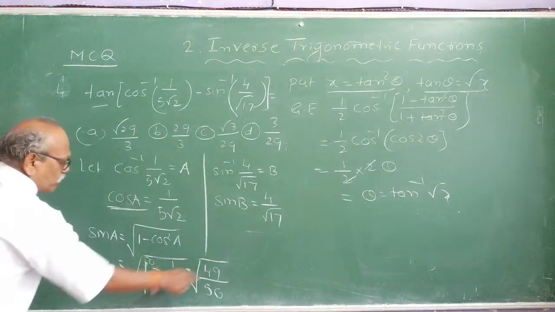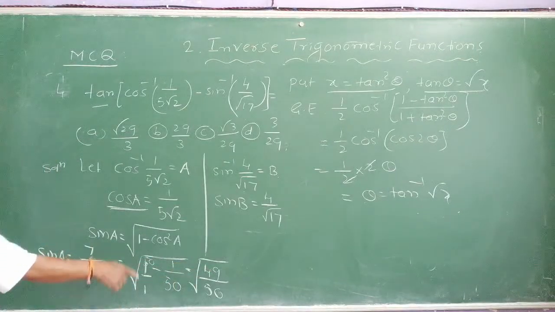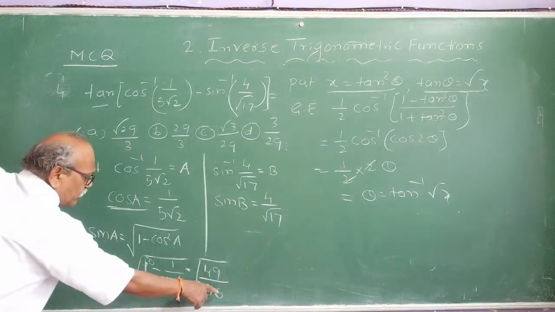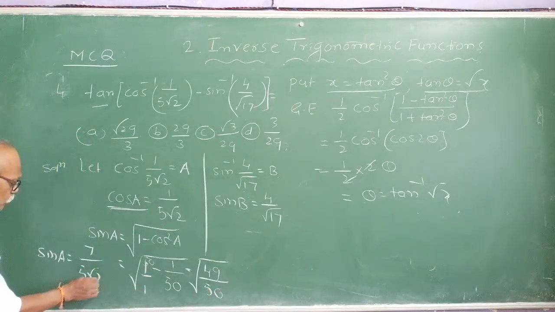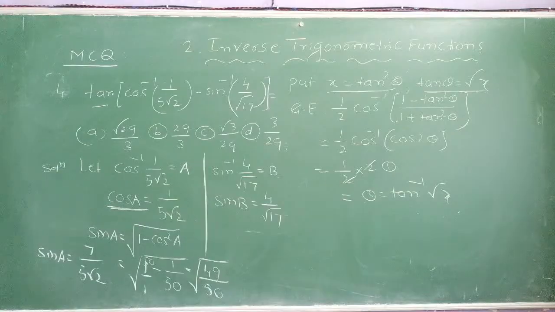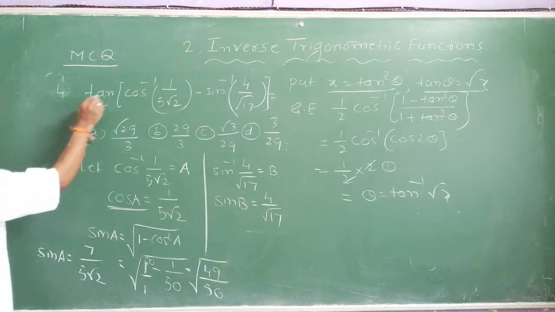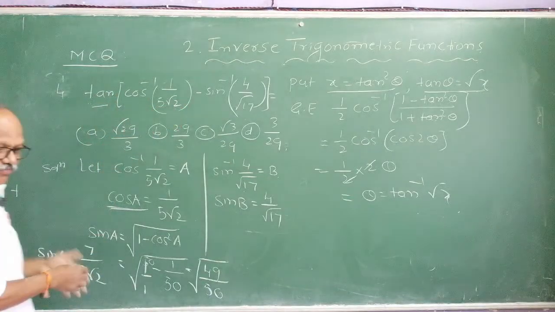Sin A will be square root of 49, which is 7. Root 50 can be written as 25 into 2, and 5 comes outside, so you will get 5 root 2. Right? You got sin A and cos A, and you can finish tan A, because we want a tan A minus B formula.